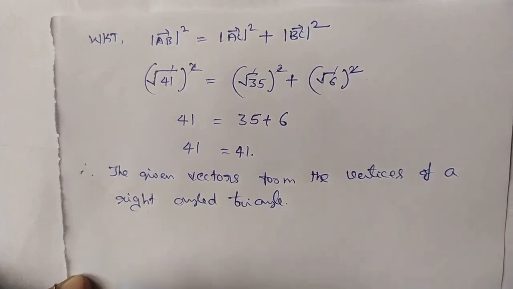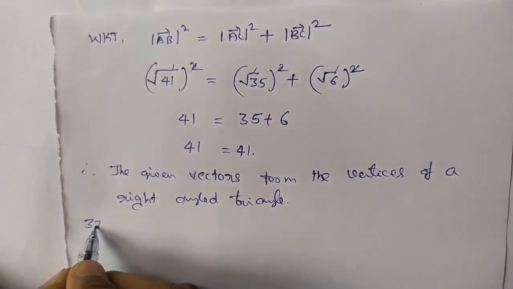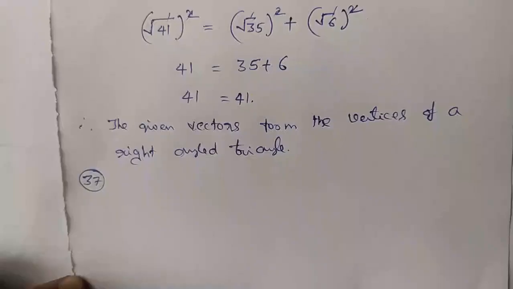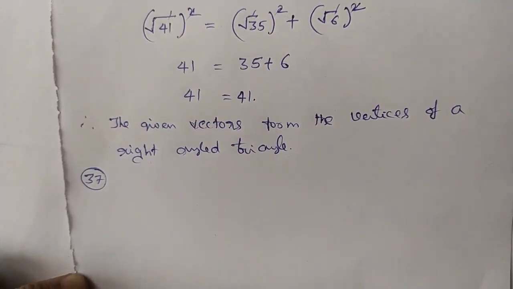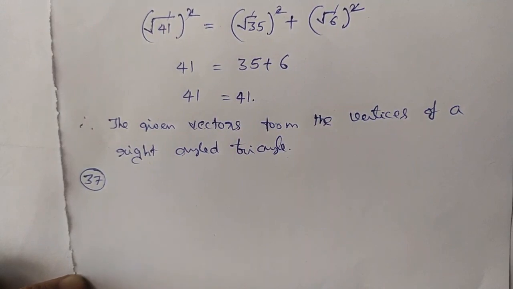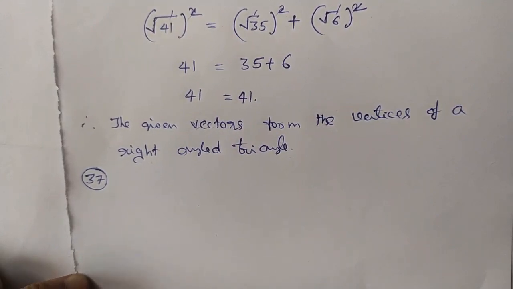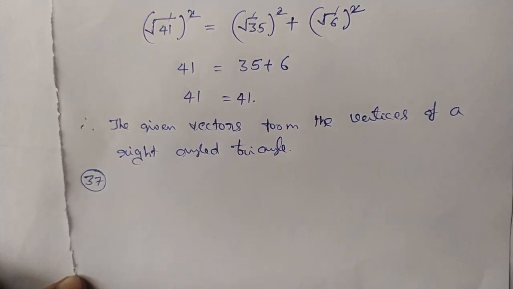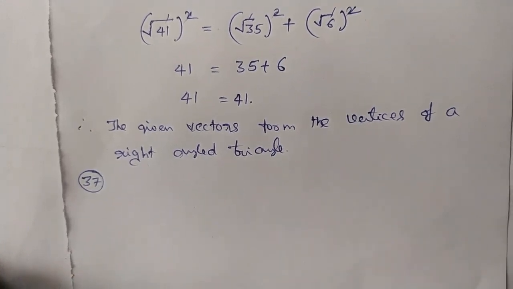Next, see the 37th question. In this question, find the vector equation of the plane passing through the points R (2, 5, minus 3), S (minus 2, minus 3, 5) and T (5, 3, minus 3). We have to find the vector equation.